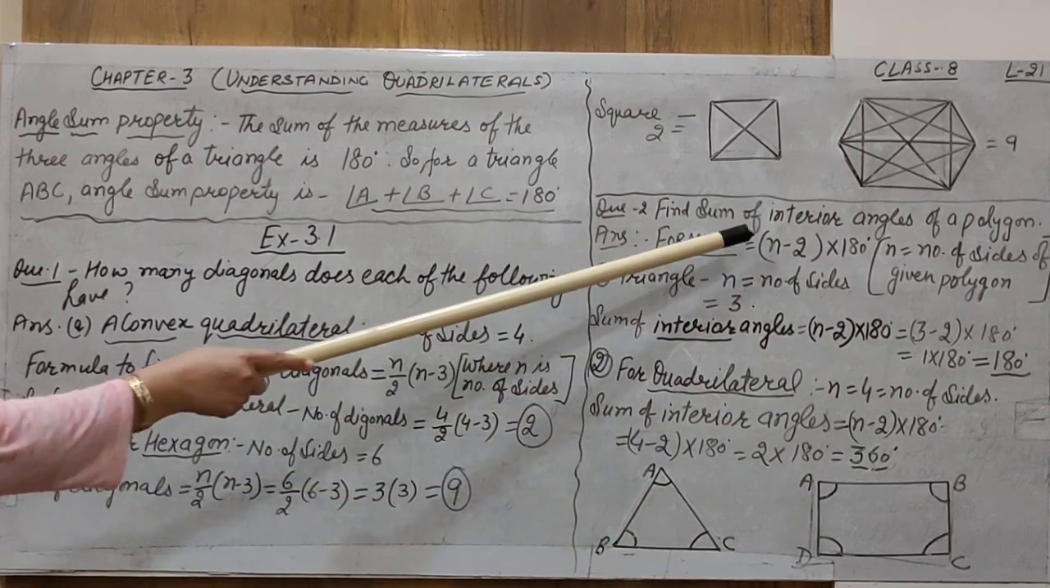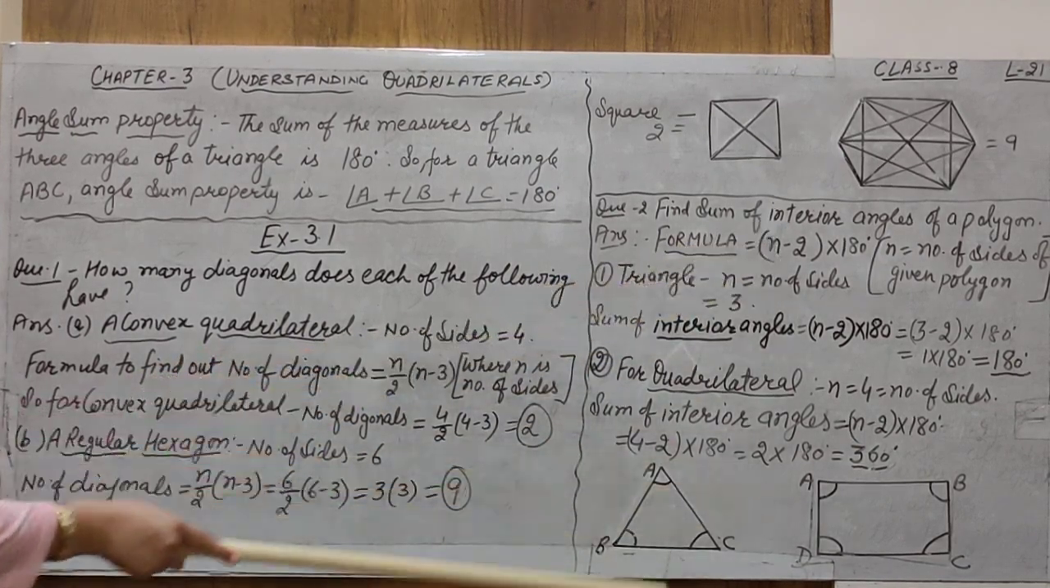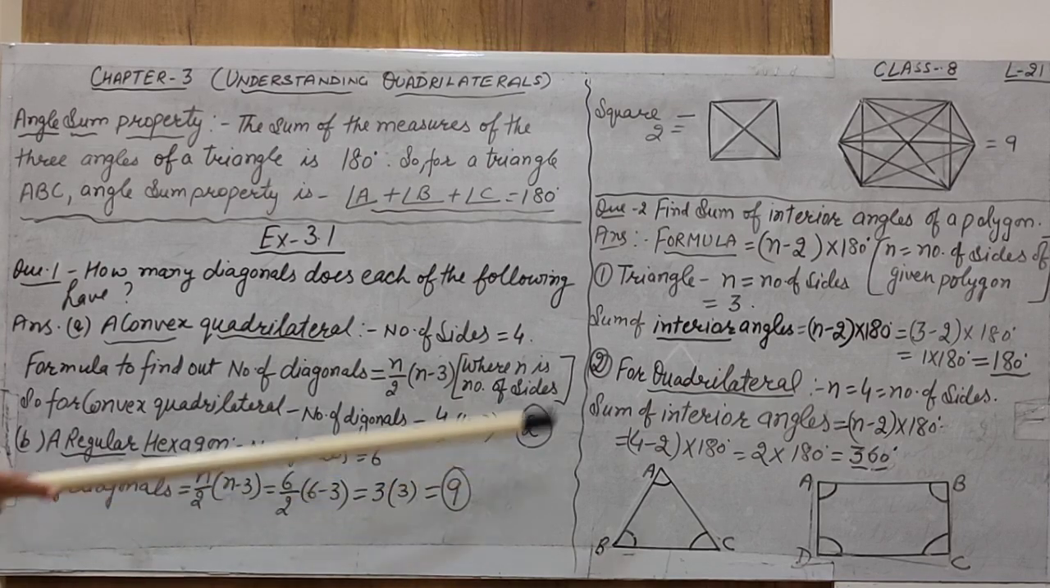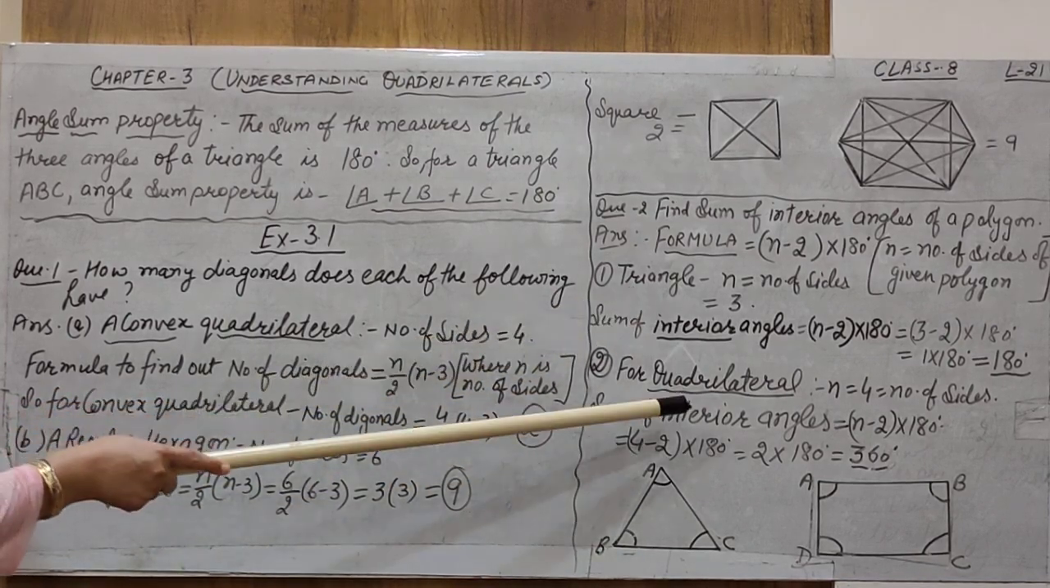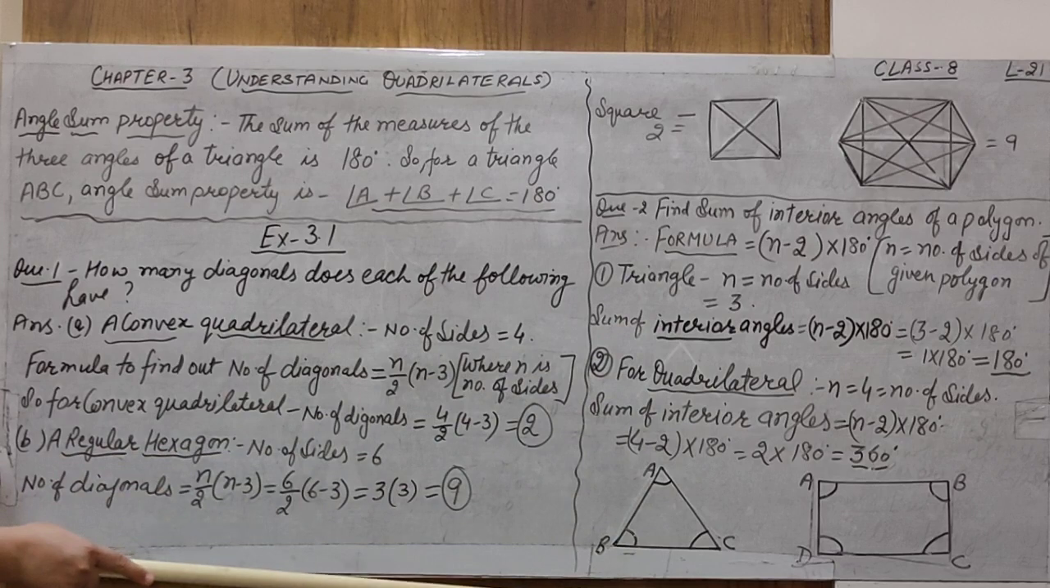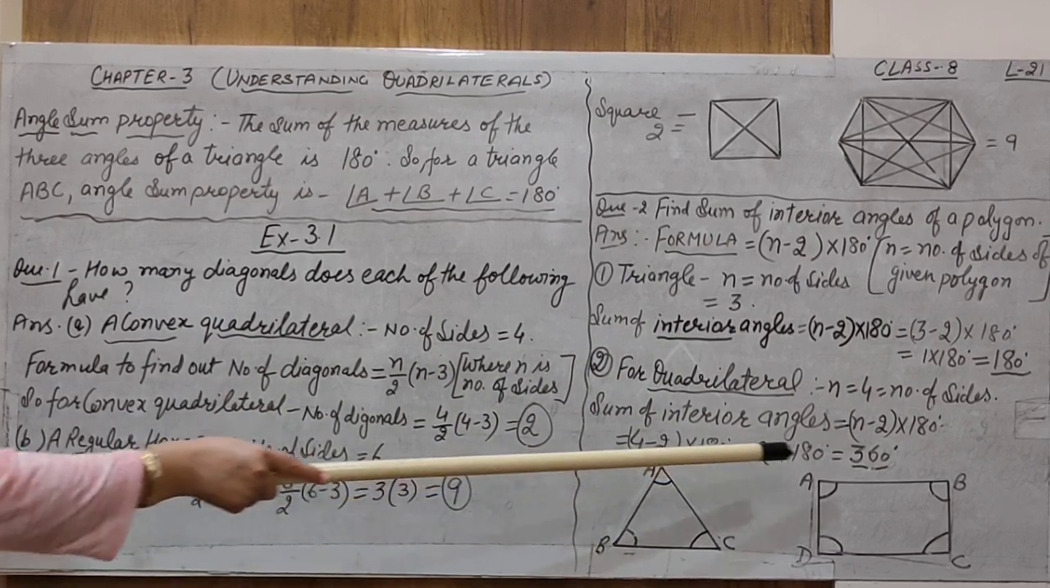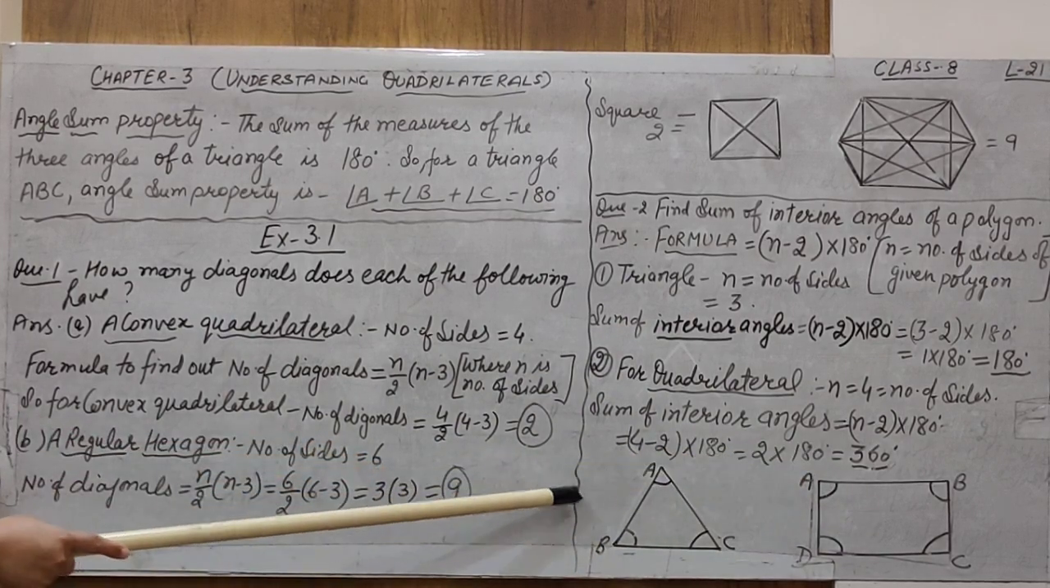Similarly, you must find the sum of interior angles for all the polygons. I have found it for triangle and quadrilateral. Now you must find out for all the polygons what is the sum of the angles. Alright.